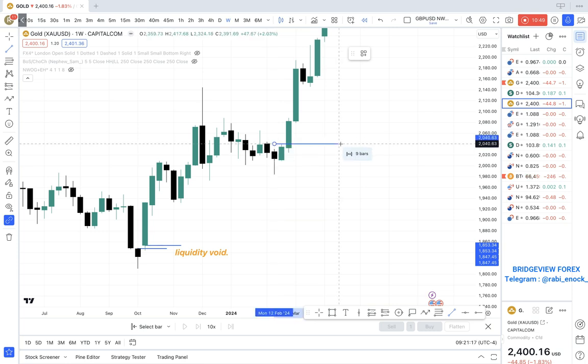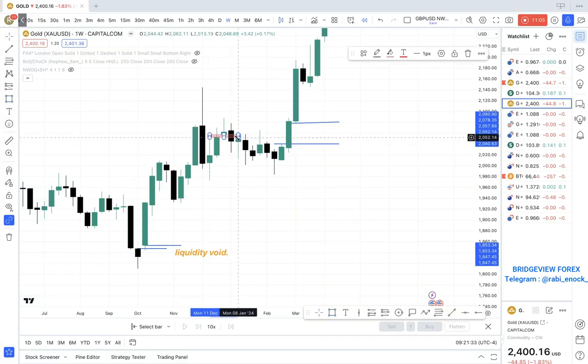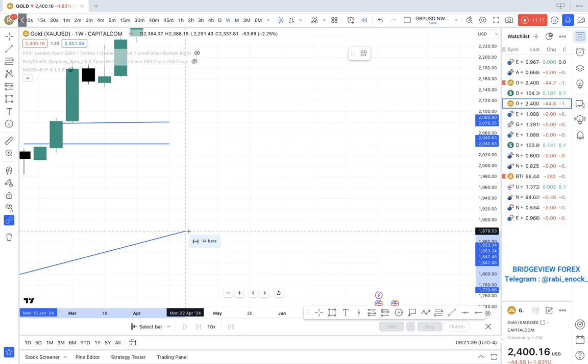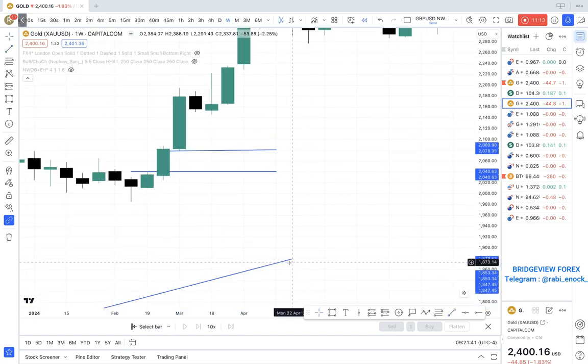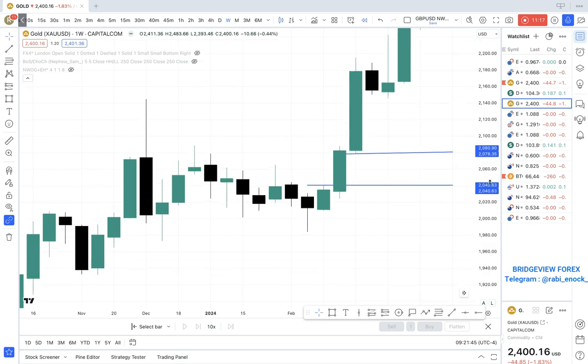All should be done on the weekly time frame, please. This is a fair value gap. This is a void. This place is a void. That's a void. So you can just draw it nicely. You come here, increase it very well. Look at it, examine it very well.